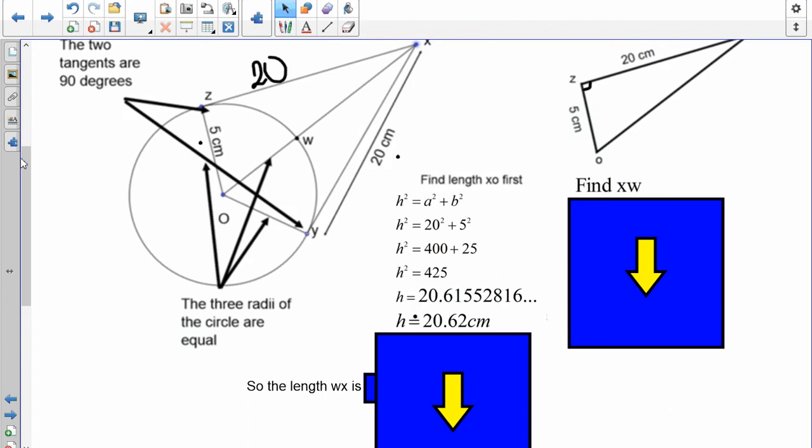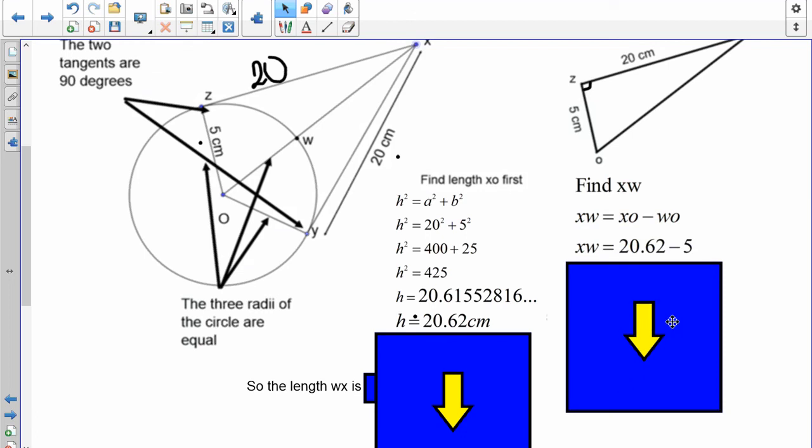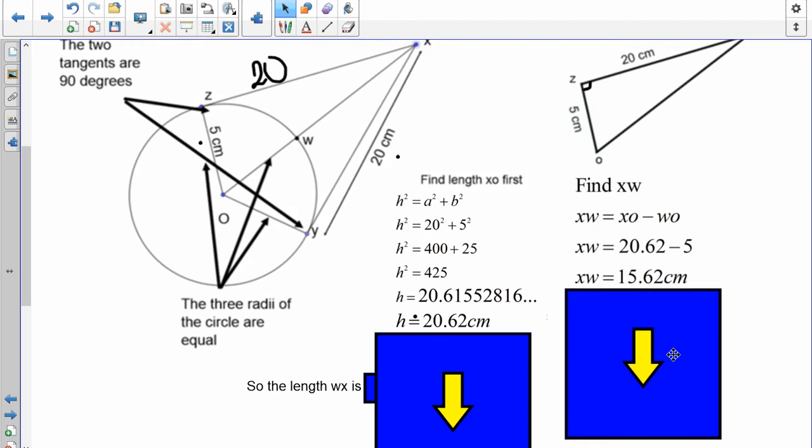So now that I know that the distance from here all the way up to there, the whole hypotenuse, is 20.62, I also know that from W into O is a radius, and from Y to O is a radius. If this is a radius here, we know that this radius is the same as that one. So that means that WO is 5 centimeters. So I'm going to take and find XW or WX. That's going to be equal to the whole thing, XO, take away WO. So it's 20.62, take away 5, which is 15.62.